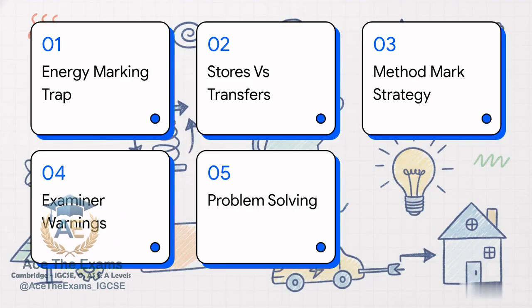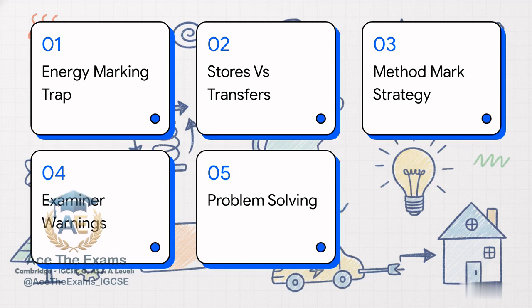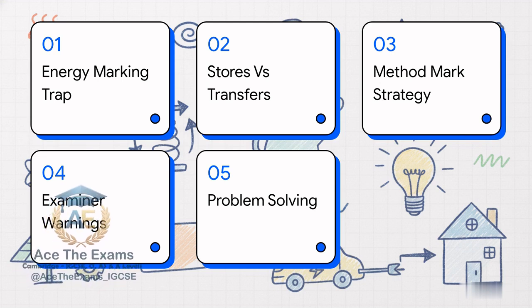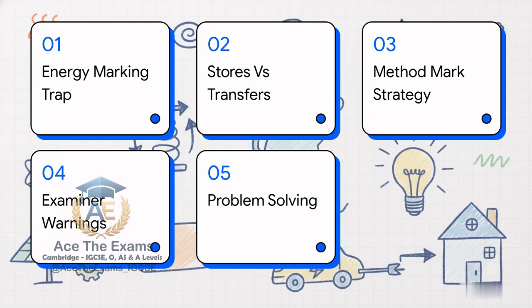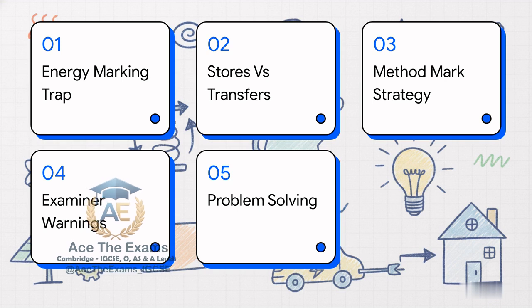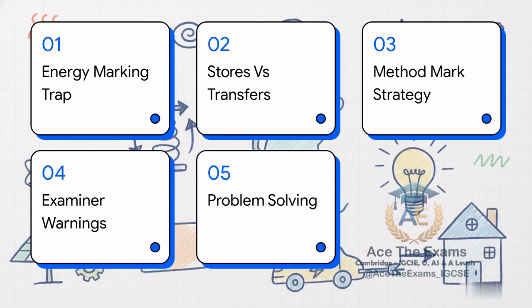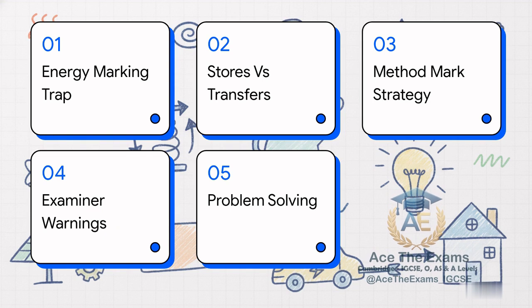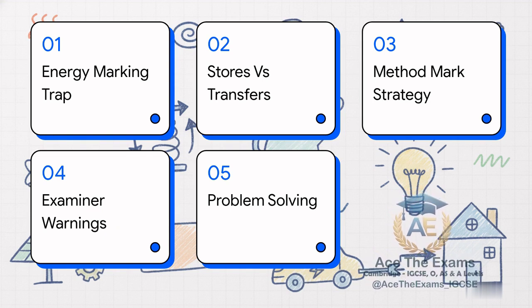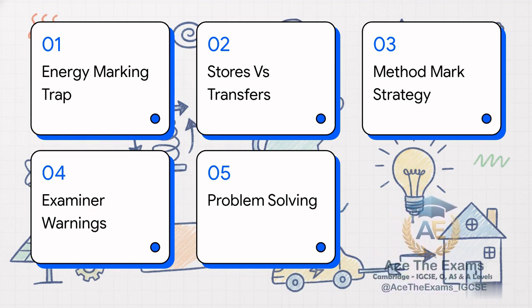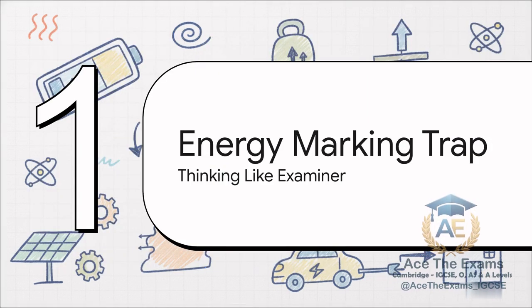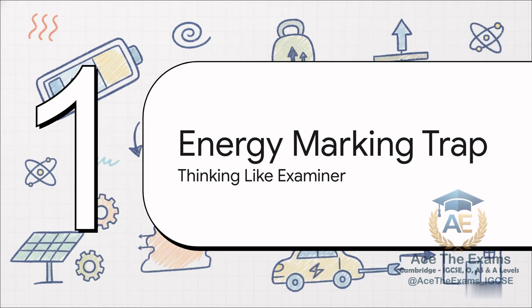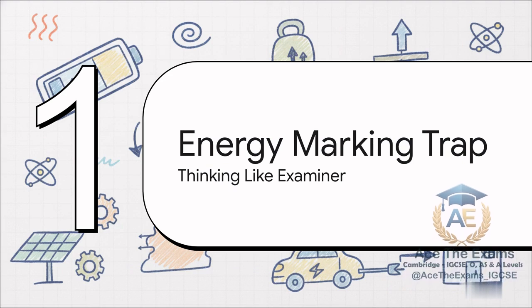So here's our roadmap for thinking exactly like a Cambridge examiner today. We're going to start by uncovering what I call the energy marking trap. Then we'll lock in the core theoretical foundation of stores versus transfers. Next, we'll dive into the method mark strategy. After that, we'll review the top 3 examiner warnings drawn straight from actual past papers. And finally, we'll equip you with our ultimate problem-solving framework: deconstruct, solve, and evaluate. Let's move straight into Section 1, the energy marking trap. It's time to start thinking like an examiner.